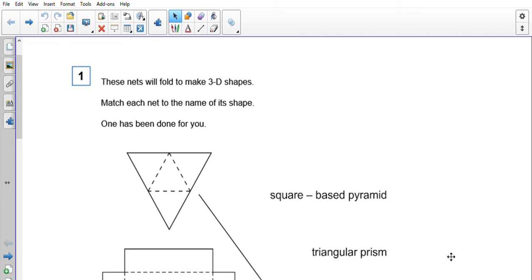Welcome along to some 3D shape maths, the last one of the week. We're going to have a look at some today which include nets. We're going to have a look at other problems as well which include volume. So let's have a little bit of our work the way through.